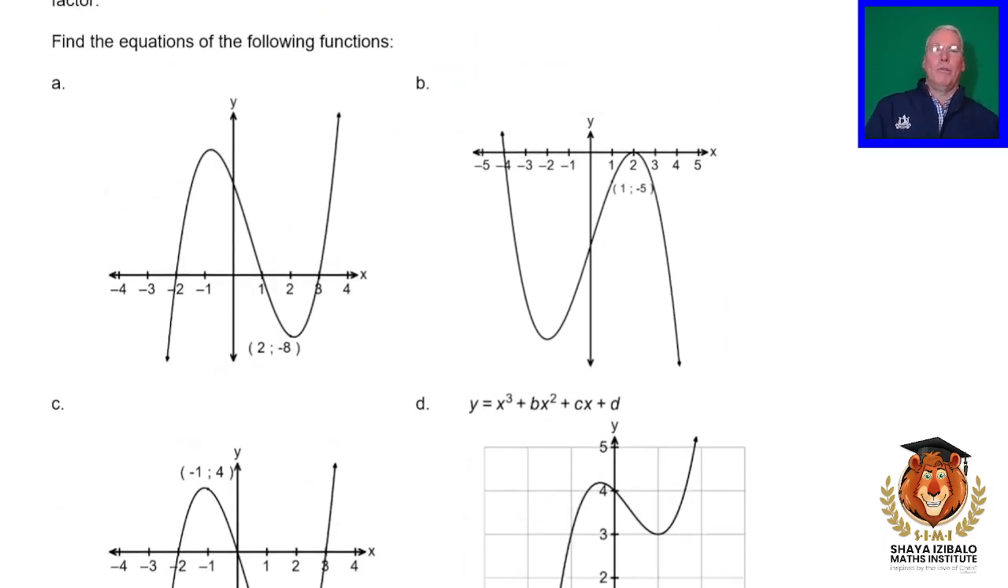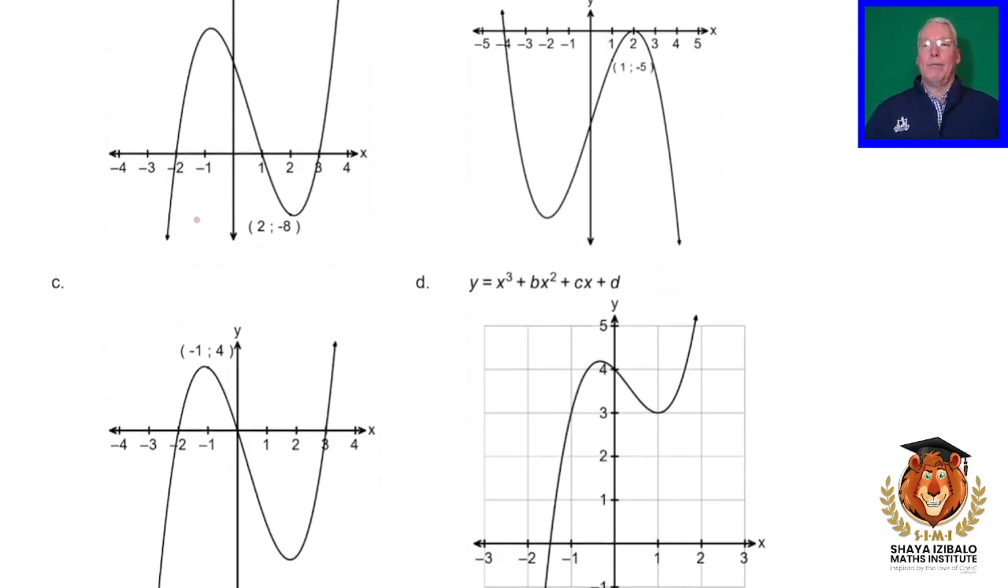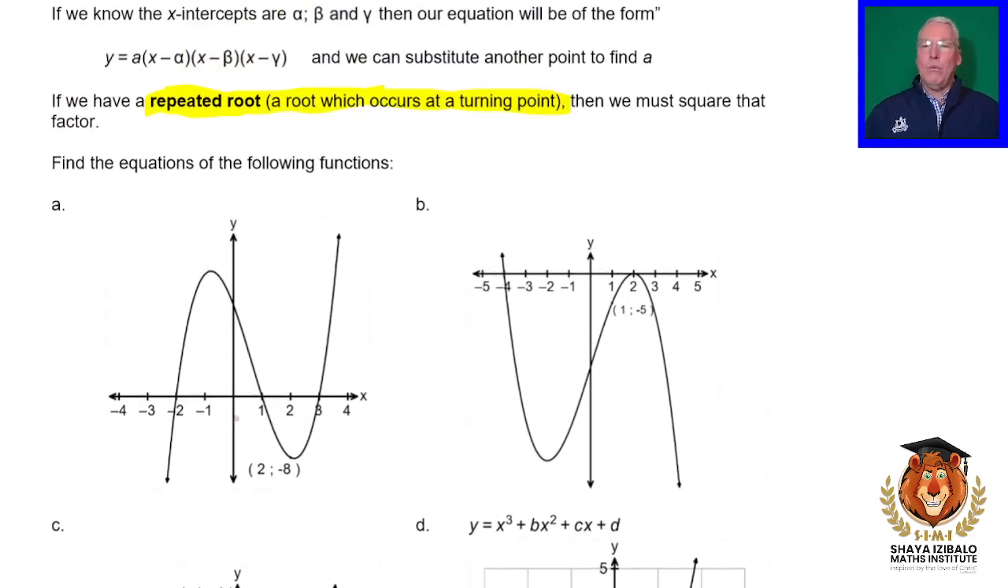Let's do some examples. We'll do one together, and then I'll do two together, and then I'll ask you to do the other two. All right. So this one over here, and I'm sorry I haven't left much space here, but we know that it's got roots of minus 2, 1 and 3. That means it must factorize to x plus 2, x minus 1, and x minus 3.